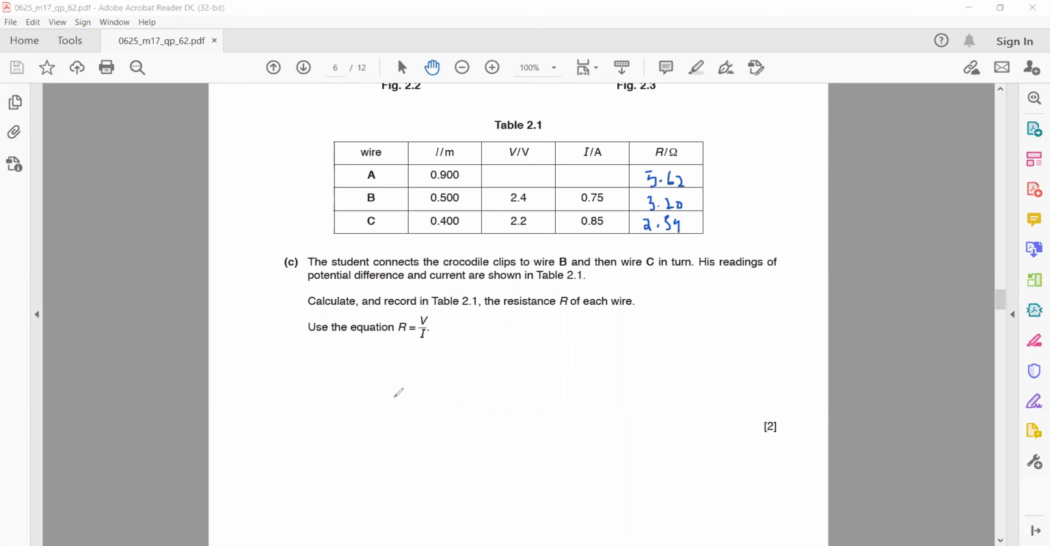Next part, you have to calculate resistance per unit length. What is resistance per unit length? Resistance divided by length. So what is the resistance per unit length for wire A? It means 5.62 divided by 0.9. What is the answer for this? So the first value, when you divide them, it is 6.24.